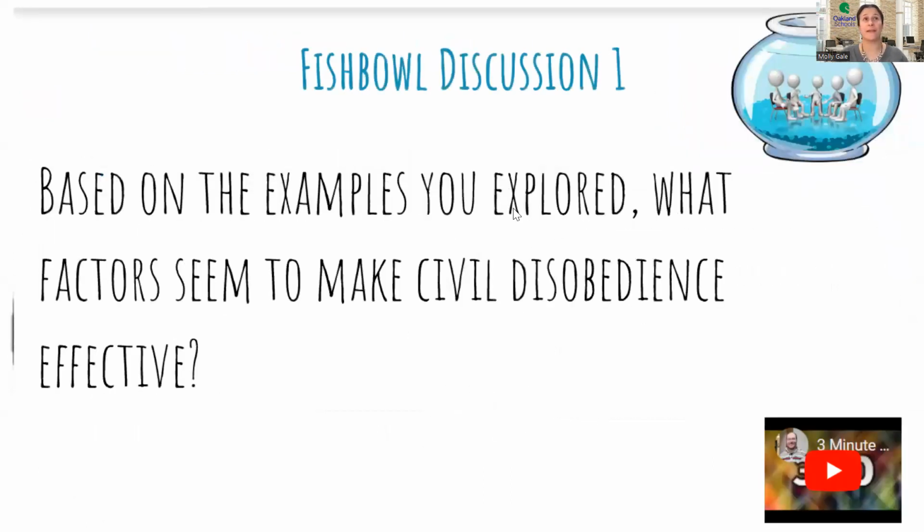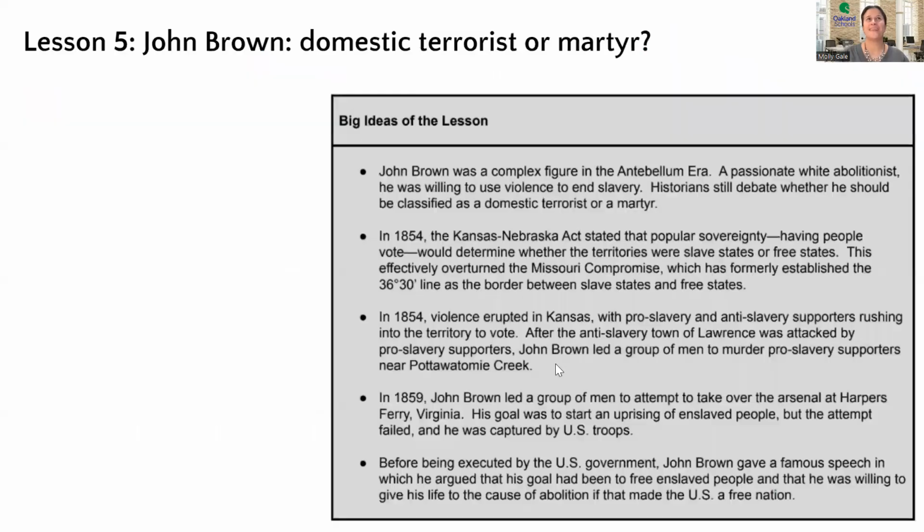And this was just showing you an example of those questions they're taking a look at in the fishbowl. So in lesson 5, we actually transitioned to really a case study of John Brown. He's, of course, a significant and polarizing figure in the 1850s.